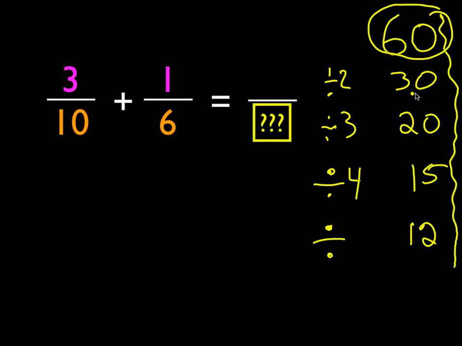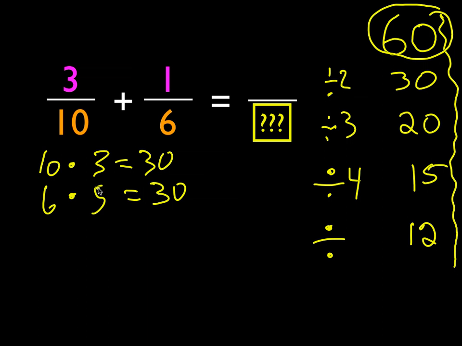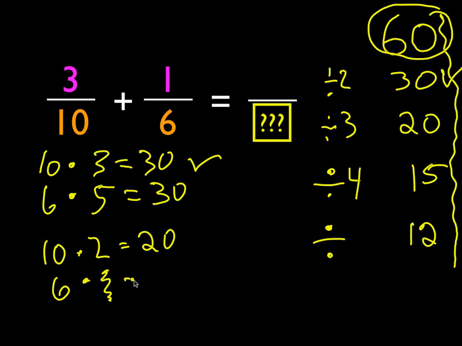Okay, so then we're going to say, 10 times what equals 30? 6 times what equals 30? Well, in this case, 10 times 3 is 30, and 6 times 5 is 30. So 30 is good. What about 20? Well, 10 times 2 equals 20. And 6 times, oops, no, that's a fail. There's no number that I can multiply by 6 to get to 20.